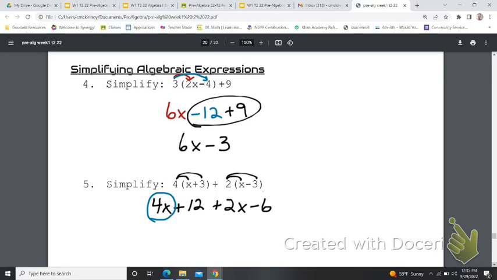And then these two can combine, and these two can combine. Now, if it helps it make sense to you, you could rewrite them with the like terms next to each other. Or you might just think 4x plus 2x and write down 6x. And then think 12 and negative 6 makes plus 6.